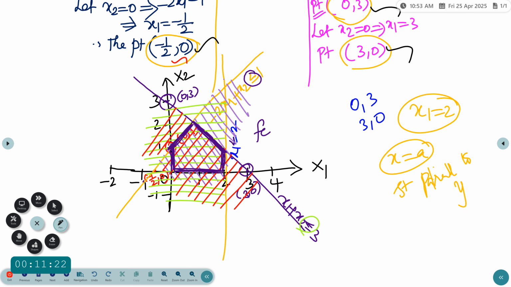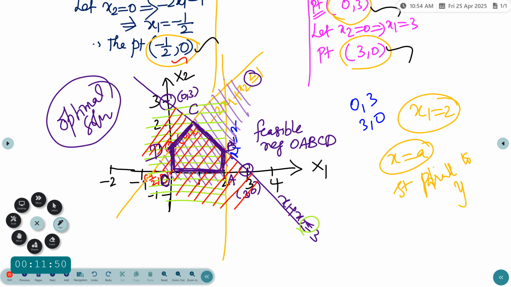Now name the region. This is O, then this one is A, this vertex is marked as B, this vertex is C, and this vertex is D. So what is our feasible region? O, A, B, C, D. So this is the graph. From this graph, try to find the optimal solution for the given problem.